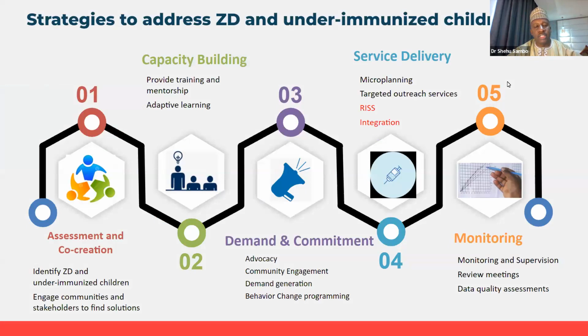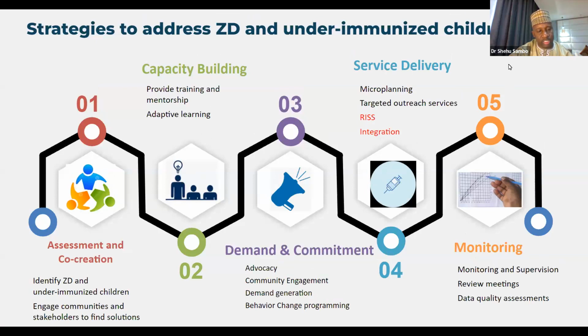Okay, so now strategies in Jigawa State for addressing the zero-dose and under-immunized children. Number one, you can see the assessment and the co-creation. First, we need to identify where the zero-dose and under-immunized children are. That is where our selection of the method comes in. We are doing the lot quality assurance sampling, the LQAS, which is driven by the National Primary Healthcare Development Agency and is conducted every quarter. While in Jigawa State, we have added what we call RIRA, that is routine immunization rapid assessment, as well as the routine immunization supportive supervision.